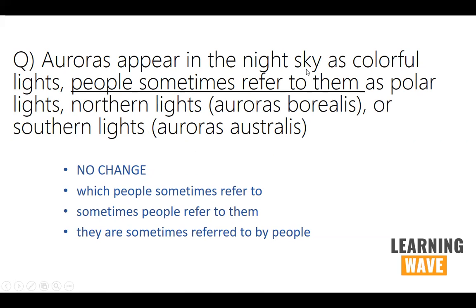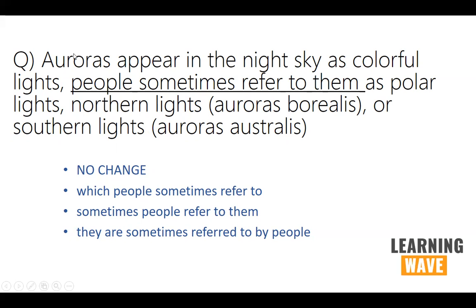Now, auroras appear in the night sky as colorful lights. This is a complete sentence to me. It sounds like a complete sentence, right? The next sentence: People sometimes refer to them as polar lights, northern lights, or southern lights. You can ignore the information in the brackets, it's just to confuse you. We can see that there are two independent sentences or independent clauses that are separated by this comma. Hence, the option no change will be incorrect.